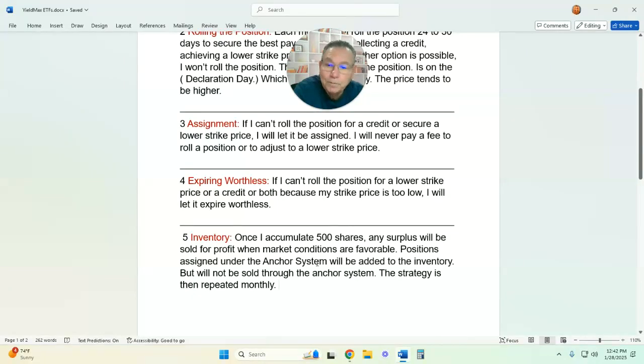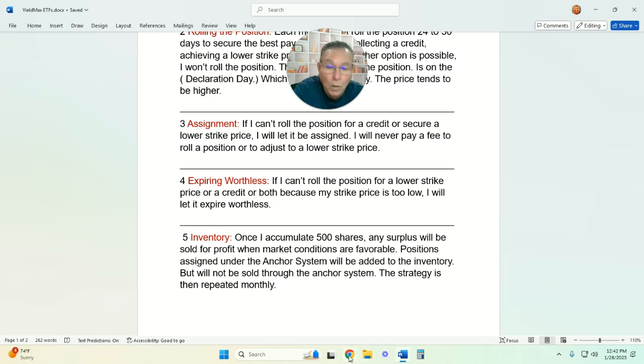Now, inventory. Okay, once I've accumulated 500 shares, any surplus will be sold for profits when market conditions are favorable. Positions assigned under the anchor system will be added to the inventory, but will not be sold through the anchor system. In other words, I will not be selling any calls here, okay? I'm not going to put them here on the anchor system. Only puts, okay? The strategy is then repeated monthly, okay?